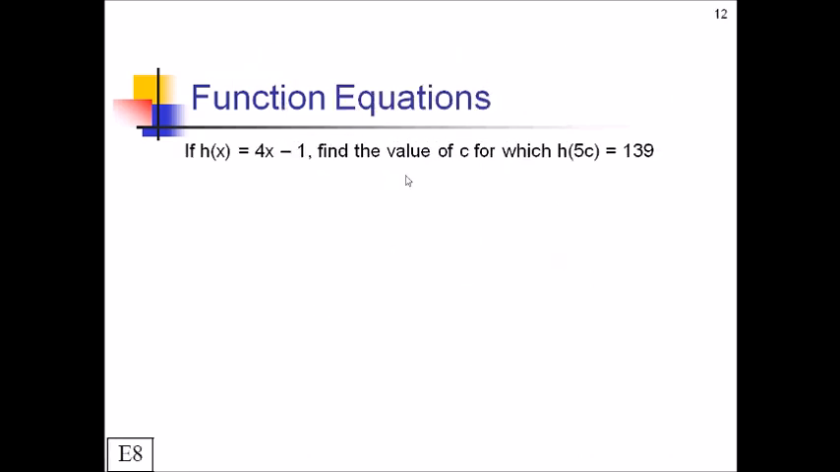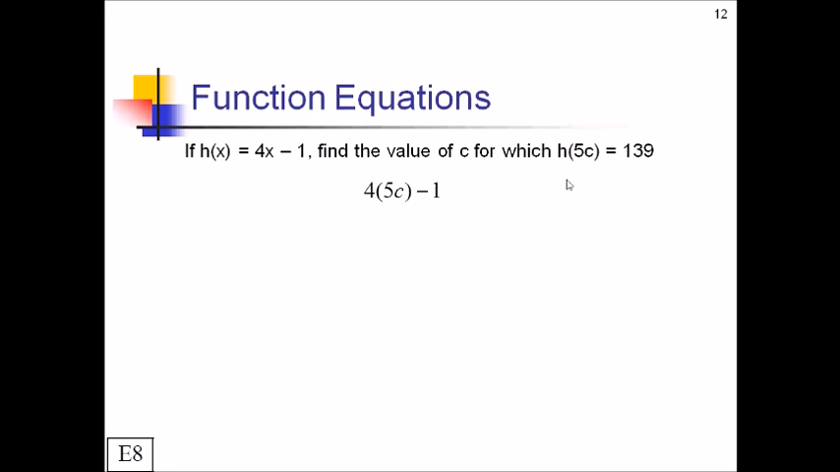We'll do one more function problem here. In this one, h of x, now we can use h, equals 4x minus 1. We want to find the value of c for which h of 5c equals 139. So this is kind of confusing when you first read it. The idea here is that when you plug 5c into the h function and all that stuff comes out to 139, there's going to be some value of c that actually makes that true. So our first step is we're just going to plug 5c in as it is into this function. So instead of writing 4x minus 1, we're going to write 4 times 5c minus 1.